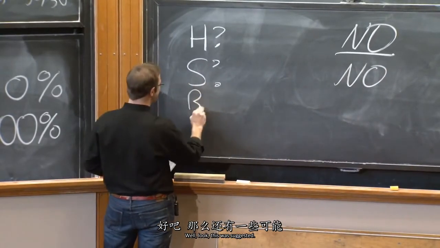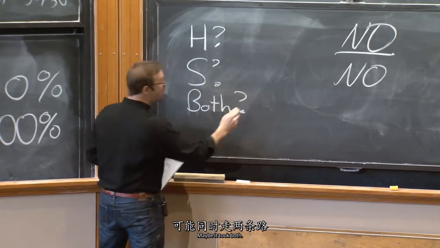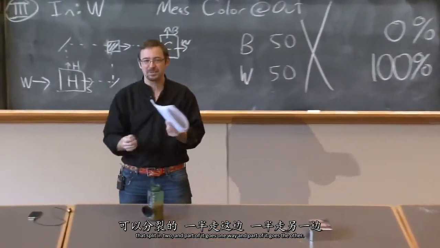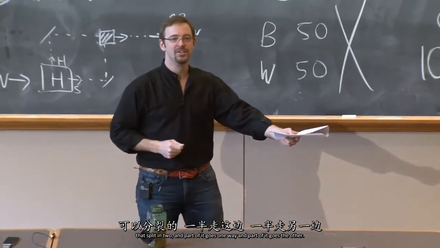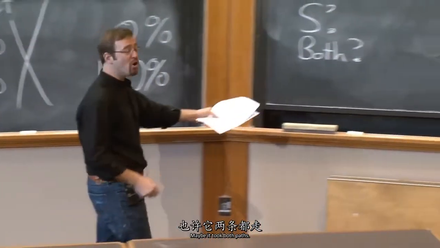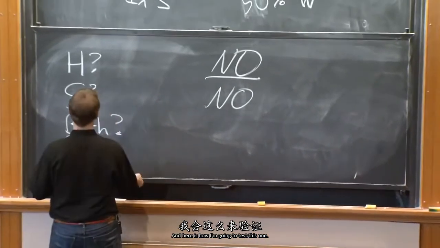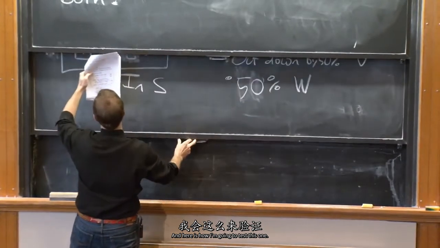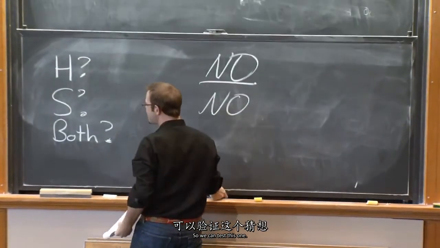Well, look, maybe this was suggested. Maybe it took both. Maybe electrons are sneaky little devils that split in two, and part of it goes one way and part of it goes the other. Maybe it took both paths. So this is easy. We can test this one.